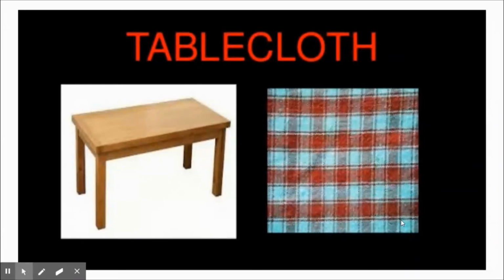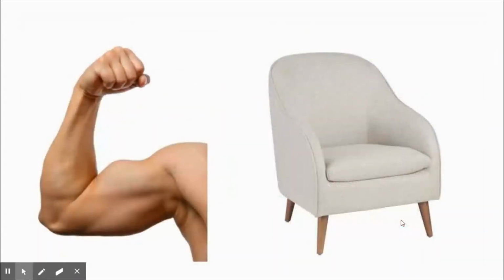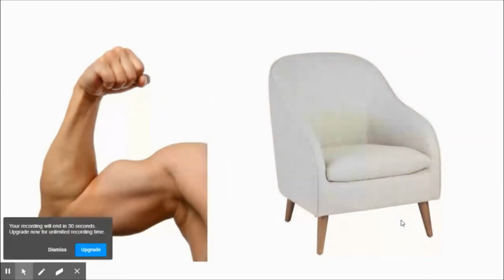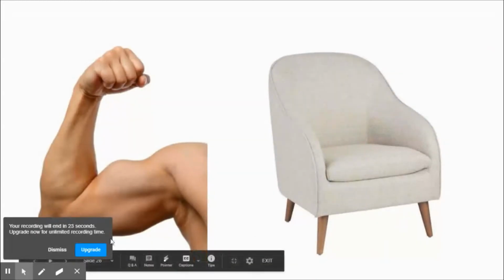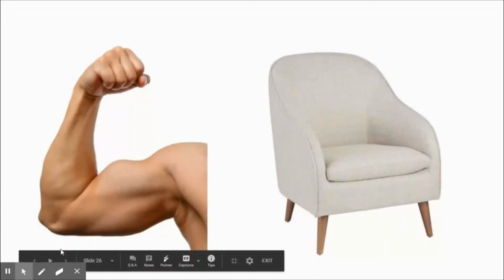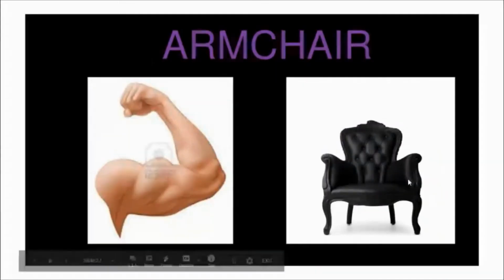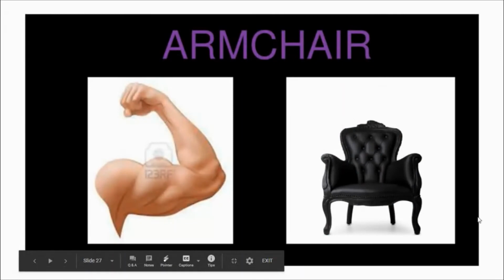Okay. Excellent. So, how about this one? I have an arm and a chair. So what is the new word that we are going to create? Excellent, very good. This type of chairs that have the arms, they're called armchairs because of the arms, right?